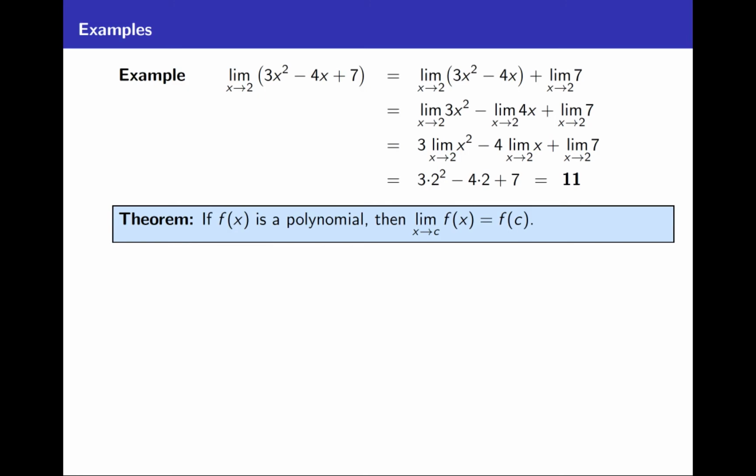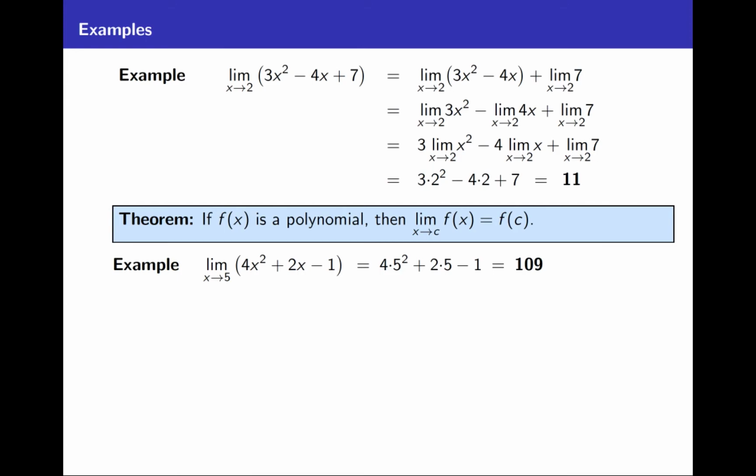So you can bypass a bunch of these limit laws using this theorem or property. For instance, if you had something like the limit as x approaches 5 of 4x squared plus 2x minus 1, that's a polynomial. To get this answer, all you have to do is plug in this number c equals 5 into your polynomial function. 4 times 5 squared plus 2 times 5 minus 1, and that's 109.